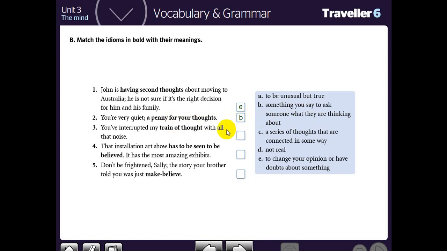You have interrupted my train of thoughts. Train of thoughts, a series of thoughts. Number 4, has to be seen to be believed, something which you cannot think about because it is supernatural or it can't be true. You can't believe it. Has to be seen to be believed. To be unusual but true. Yes, it is unusual, but it is true because I saw it. The last one, make believe, something which is not true.